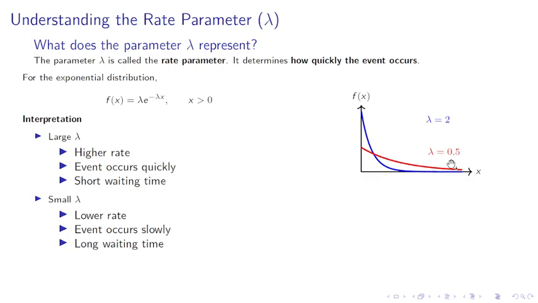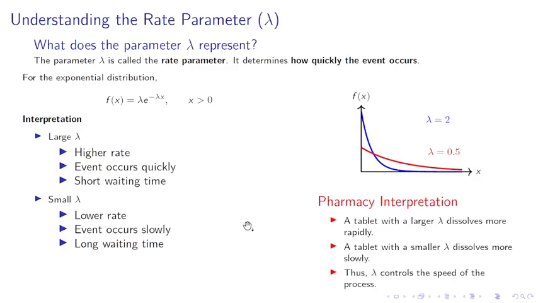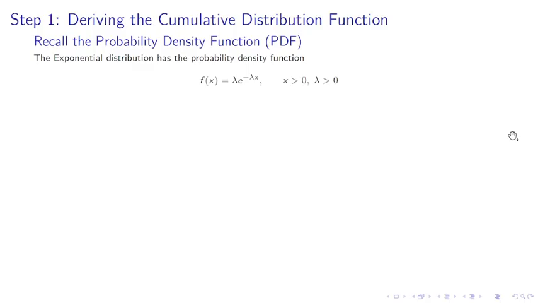Here, if lambda is 0.5, the waiting time increases. If lambda is 2, it decreases. The pharmacy interpretation is that a tablet with a larger lambda dissolves more rapidly. A tablet with a smaller lambda dissolves more slowly. Thus, lambda controls the speed of the process.